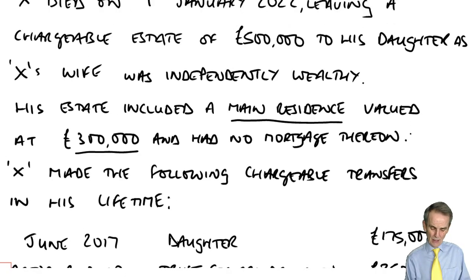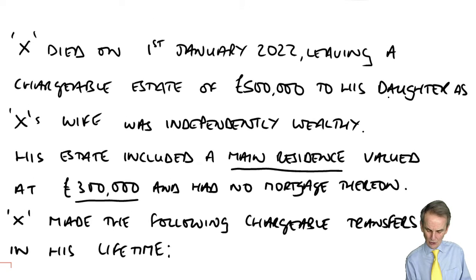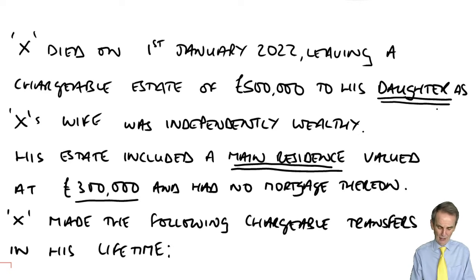So what we know is that the chargeable estate went to his daughter. So we have a main residence passing to a direct relative, his daughter there, included within the estate at death, and hence the residence nil rate band. But just one, just his residence nil rate band will be available.